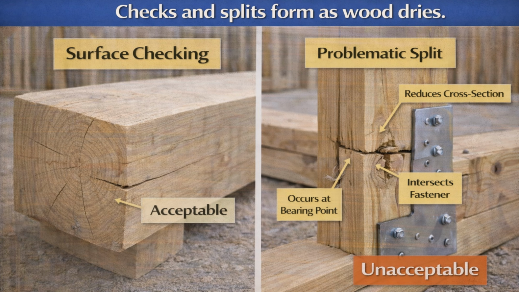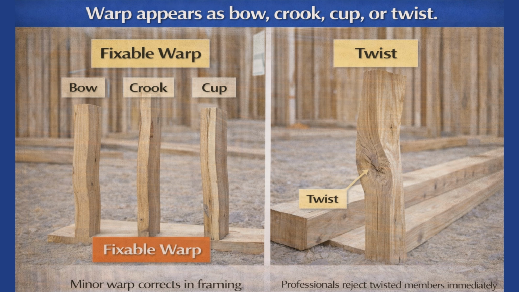Checks and splits form as wood dries. Surface checking in large timbers is often acceptable. Splits that reduce cross-section, occur at bearing points, or intersect fasteners are not. Warp appears as bow, crook, cup, or twist. Minor warp can be corrected in framing. Twist is rarely tolerated. Professionals reject twisted members immediately.